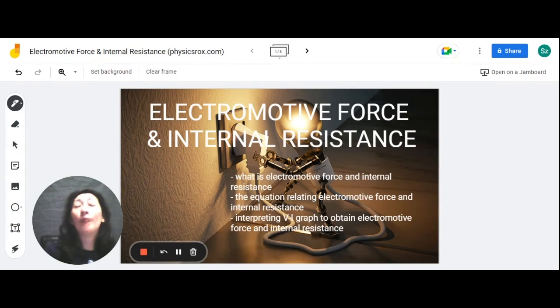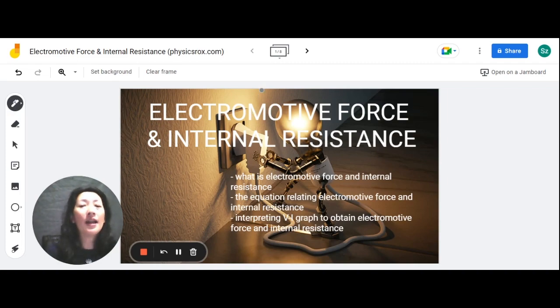In this video, we are going to go through the concepts of electromotive force and internal resistance. What we'll be covering in this video are what is electromotive force and internal resistance, the equation relating electromotive force and internal resistance, as well as interpret the VI graph to obtain electromotive force and internal resistance.